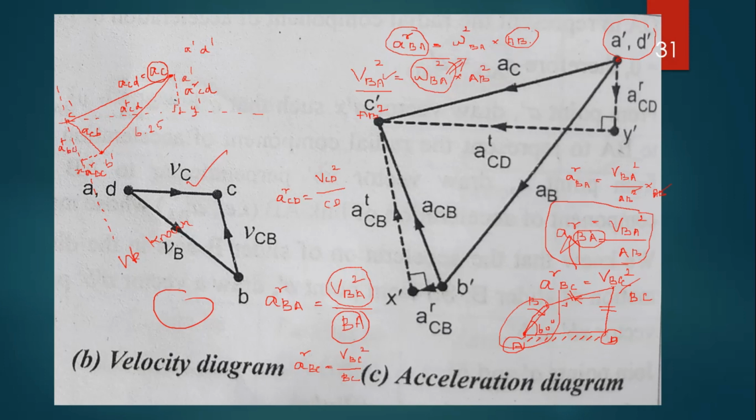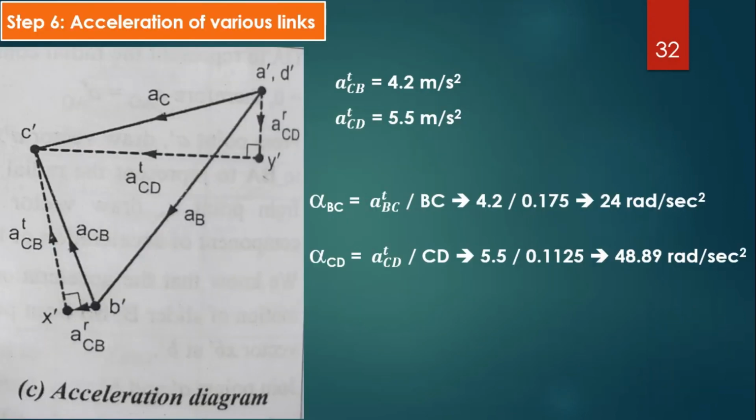Now the magnitude for this A dash B dash is equal to 6.25, right? We have to measure from the acceleration diagram C dash B dash, which is equal to so and so value multiplied by the scale, if you fix that scale, and that is actually in meter per second squared, right? Now see, this is the value we measured from the acceleration diagram. This is the radial component and this is the tangential component.